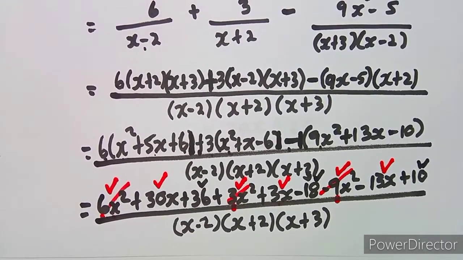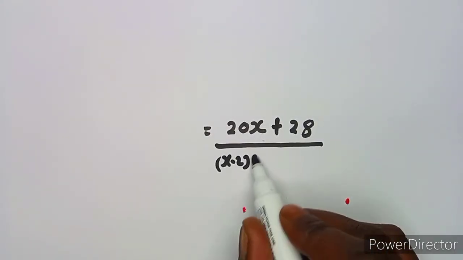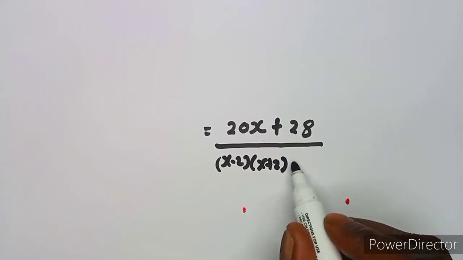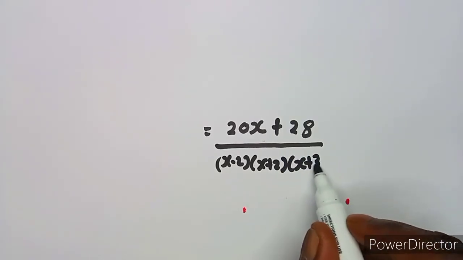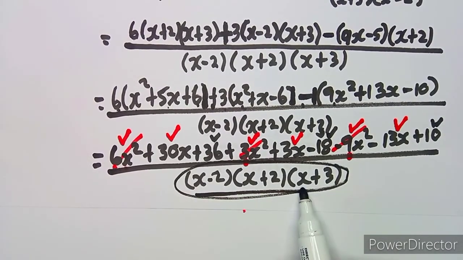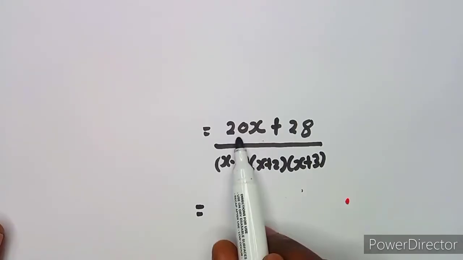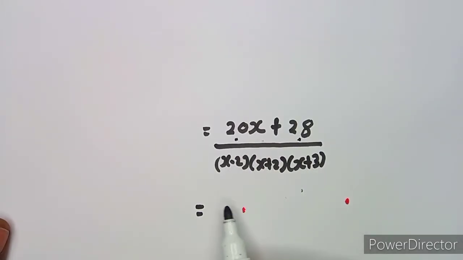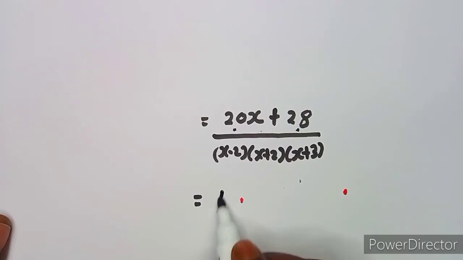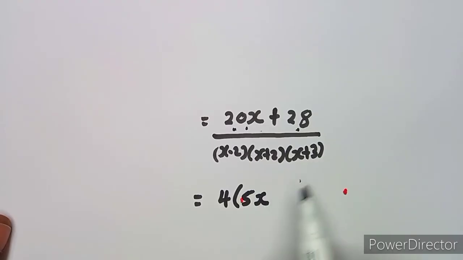These 3 brackets as they are, you write them as they are, which is x minus 2 into x plus 2 into x plus 3. So you write those brackets as they are. These brackets here in the denominator, you just repeat them as they are. So that's what you're going to have. But since we do not know what is going to happen here, we have to try to factorize what is common here. So we've got 4, 4 there. You can factor out 4, which is 20x divided by 4, which is 5x. 28 divided by 4, which is 7.